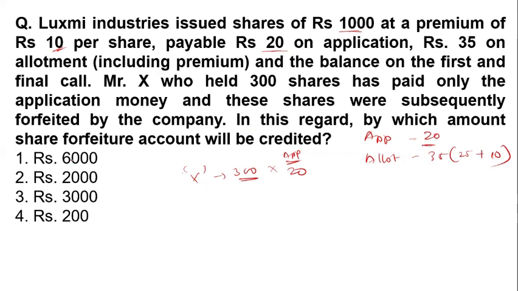In this regard, by which amount can the share forfeiture account be credited? You know that the share forfeited account is credited only and only with the amount paid by the shareholder. Whatever amount is fully paid by the shareholder, that amount is going to be credited to the forfeiture account. He held 300 shares and paid only the application amount, that is 20 rupees. So we multiply it and we get 6,000 rupees. So the share forfeited account will be credited with 6,000 rupees. According to this question, the right answer will be 6,000.